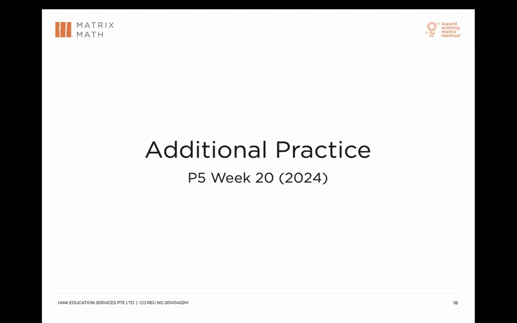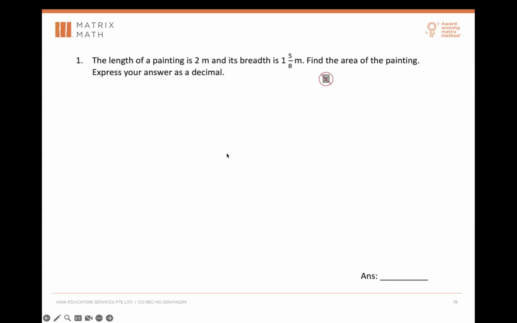Additional practice P5W2020. Let's do the first question. In this question, you're not allowed to use a calculator. The length of a painting is 2 meters and its breadth is 1 5/8 meters. Find the area of the painting. Express your answer as a decimal.